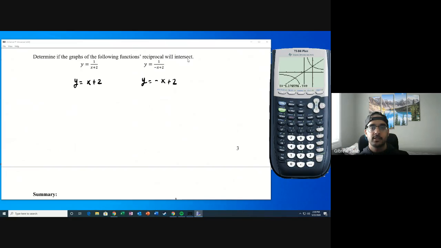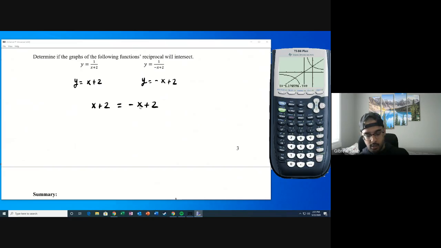Now, if these graphs intersect, that means there's a point, there might even be more than one point, where these 2 have the same values. Now, since these are linear, they will only have one point of intersection. If they do cross, that means there's a point where they're equal. So if I have 2 expressions for y, I know that whatever y is equal to should be equal to each other. So x plus 2 is going to be equal to negative x plus 2. If they cross, this equality will hold true, and there's going to be a number we're going to find. If it doesn't work, that means they don't intersect. So let's find out if this works or not.